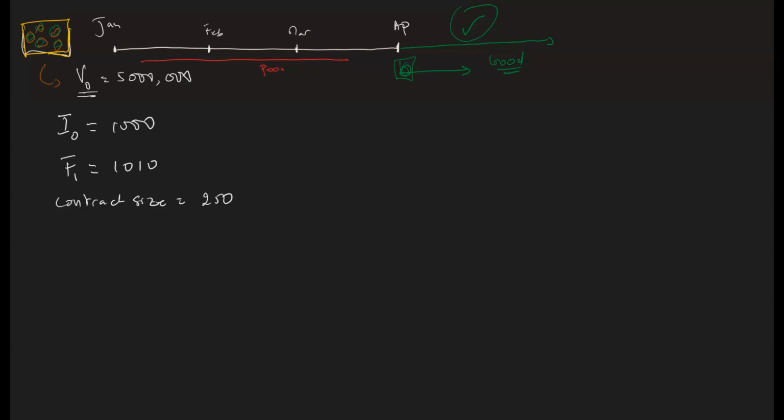And we are also told that our portfolio has a beta of 1.5. And we are also told that the index pays dividends, so the dividend yield is equal to 1% per year. And finally, the interest rate, the risk-free rate of return, is going to be equal to 4% per year.